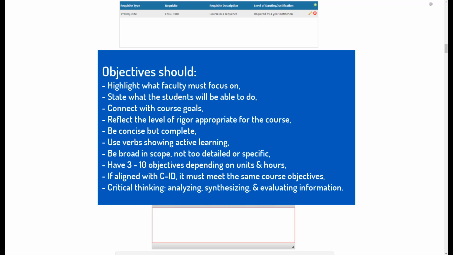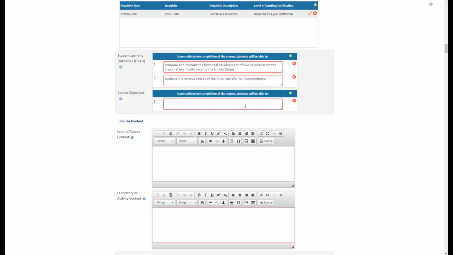Typically, courses have between 3 and 10 objectives, but quantity should be appropriate for units and hours assigned to the course. If the course is aligned with a CID descriptor, it must meet all the same course objectives, even if they are worded differently. Critical thinking involves higher-level cognitive processes, such as analyzing, synthesizing, and evaluating information, and these should be demonstrated in the objectives for all degree-applicable courses, but not all objectives need to reflect critical thinking. Again, use Bloom's taxonomy for appropriate action words.